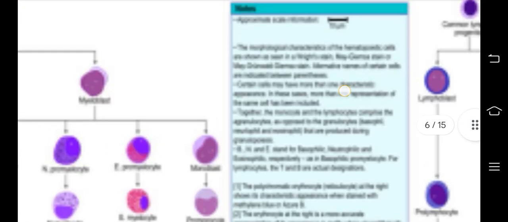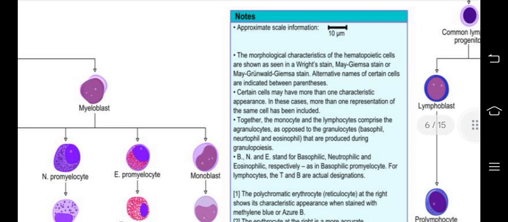Here we could see approximate scale information is provided. The morphological characteristics of hematopoietic cells are seen with May-Grunwald Giemsa stain. Alternative names of certain cells are indicated between parentheses. Certain cells may have more than one characteristic appearance. In these cases, more than one representation of the same cell has been included.